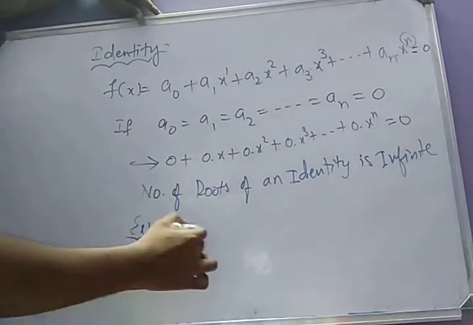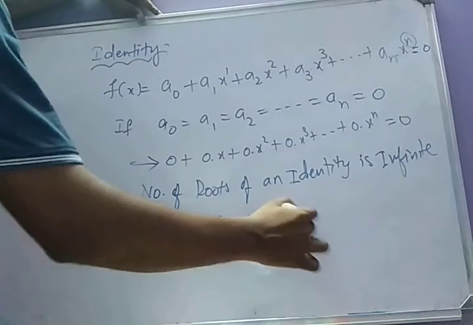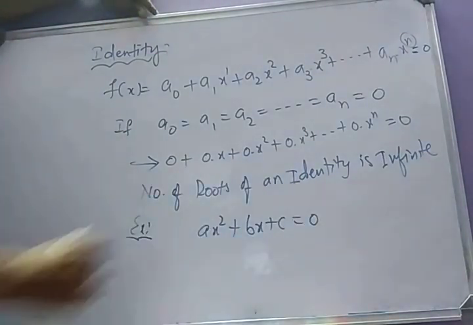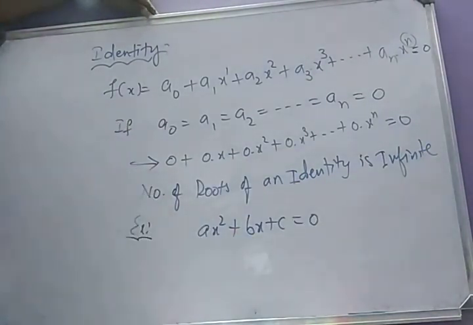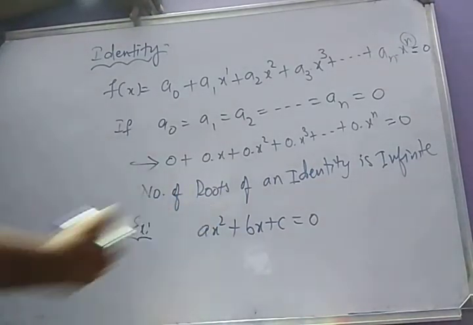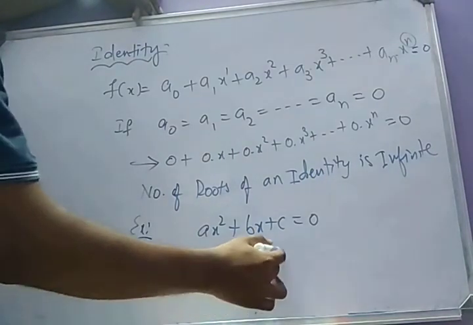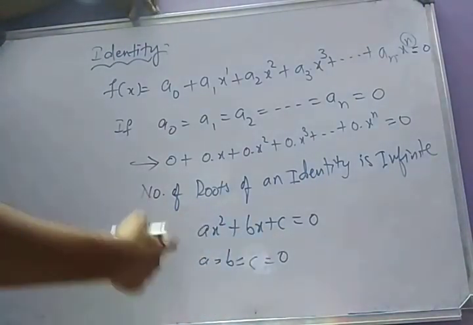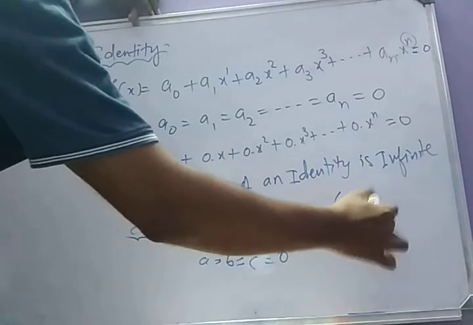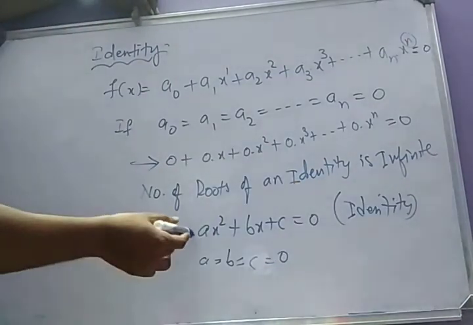There is something like this: ax square plus bx plus c equal to 0. It is not a quadratic equation. Then what is it? Of course, it is an identity. And if it is an identity, what do we have to say? We have to say that a, b and c are all equal to 0. And if it is an identity, then how many roots are there for this identity?